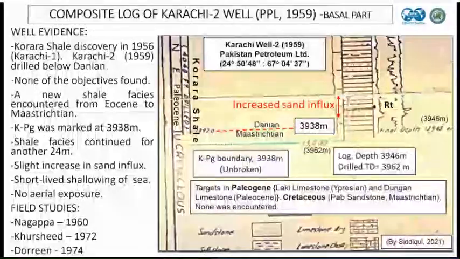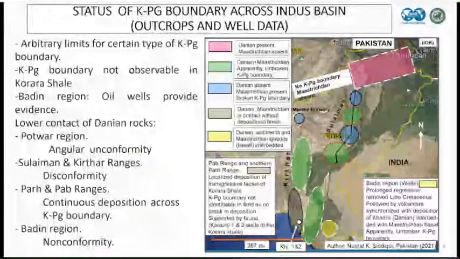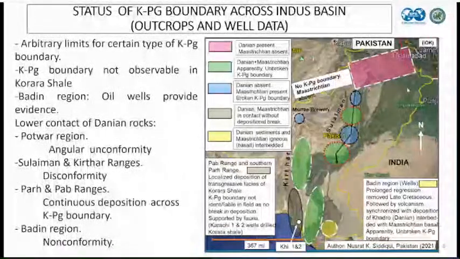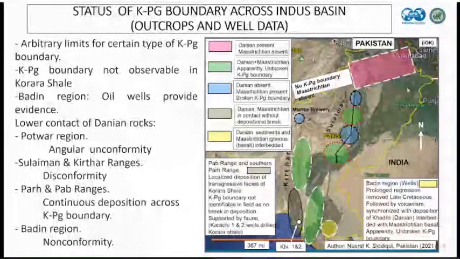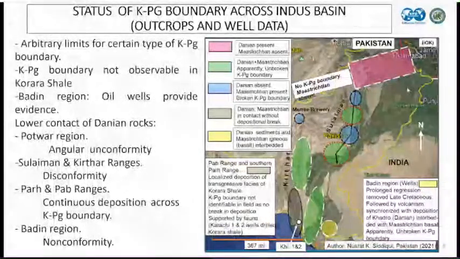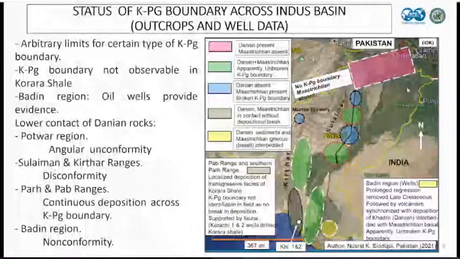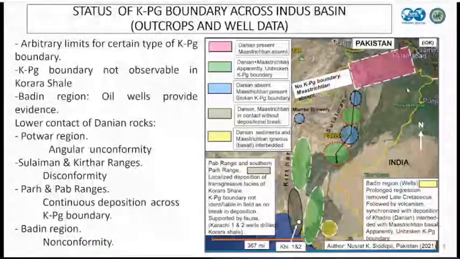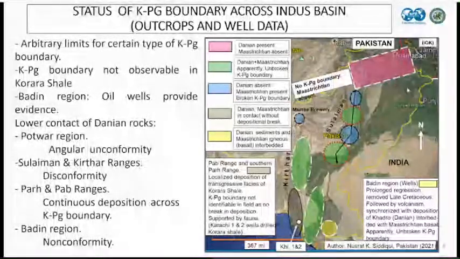It is tried here to arbitrarily map the regions across the Indus Basin where a certain type of KPG boundary could be anticipated. The pink rectangle in this map covers Potwar, Kohat, Hazara regions where the KPG boundary cannot be delineated. The Hangu formation marks an angular unconformity with the underlying older formations, and the Maastrichtian rocks are missing, and so does the KPG boundary.